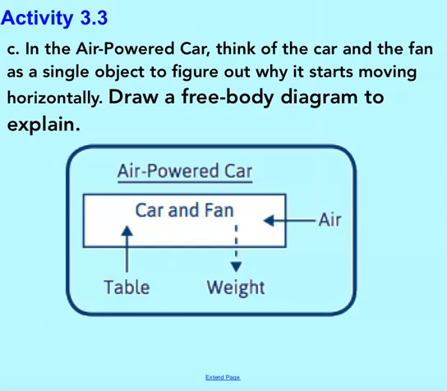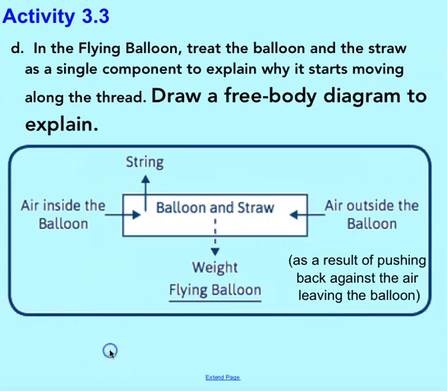And then the last free body diagram that you were supposed to draw, this is probably the hardest one. The reason why the flying balloon is so hard is because the balloon has air inside, and that air is pressing against the outside of the balloon in all directions. It's not only 360, it's three-dimensional. So it's really hard to draw that. We did the best we could here. So treat the balloon and the straw as a single component. That's why we put it here.